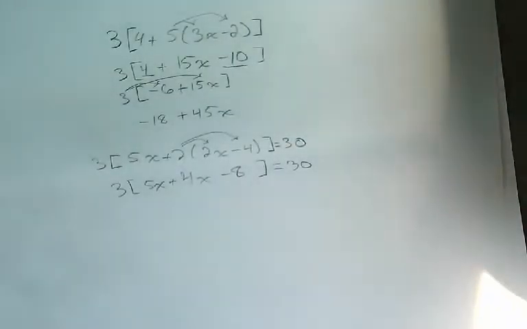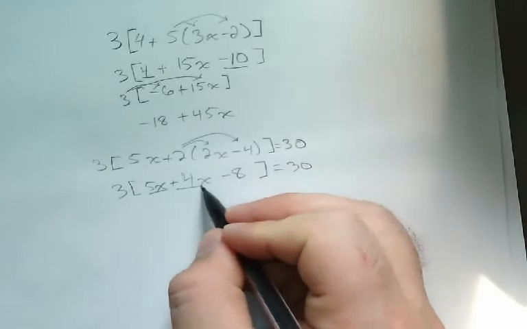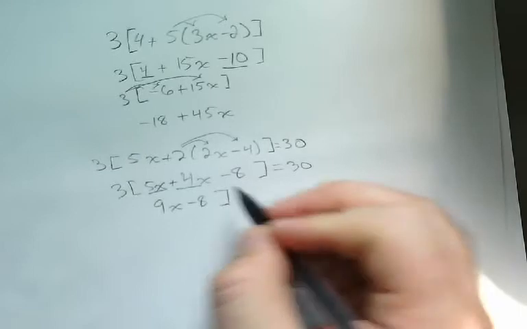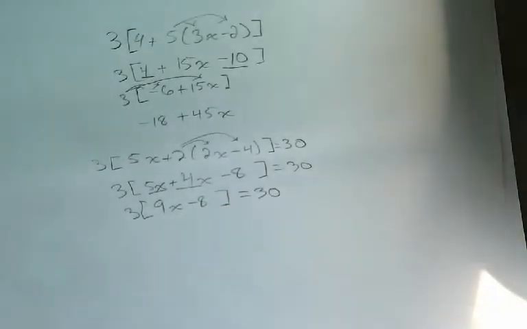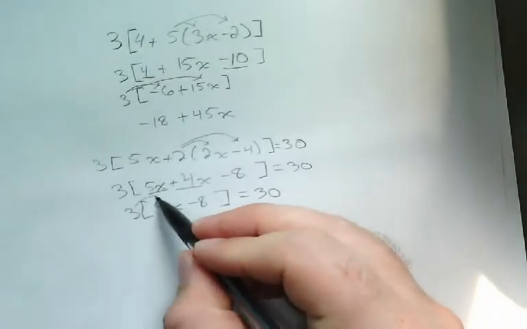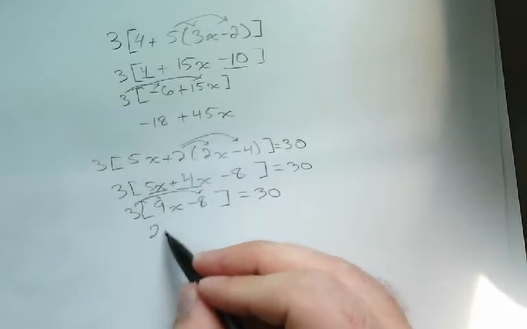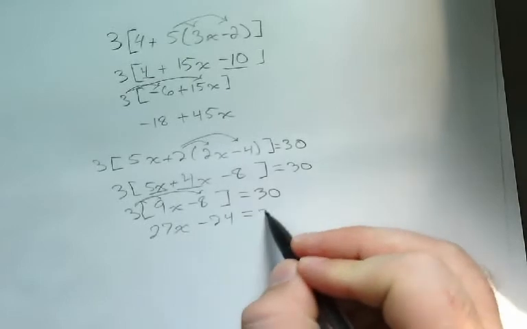Now from here, yes, I could distribute immediately right now, or I could combine like terms and distribute next. Either way, you'll get the same answer. I'm going to go ahead and combine like terms. Get 9x minus 8. And now I'm going to distribute one more time. 3 times 9 is 27, so it's 27x minus 3 times 8, which is 24, equals 30.